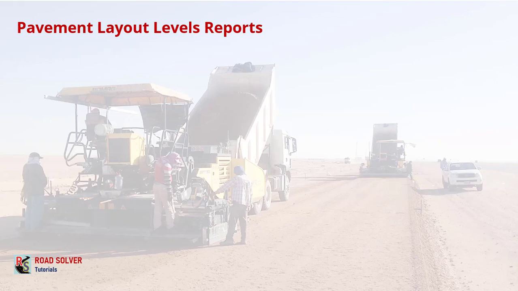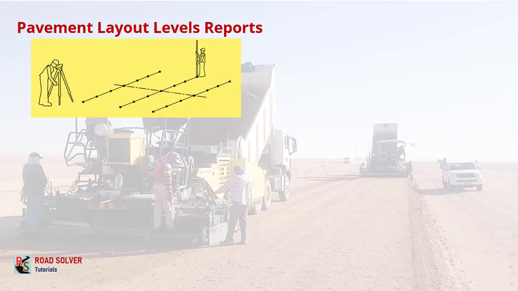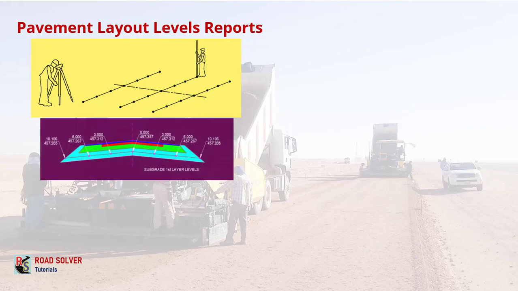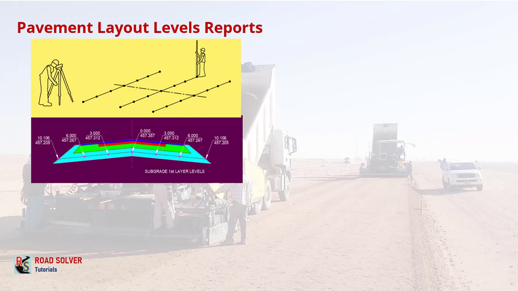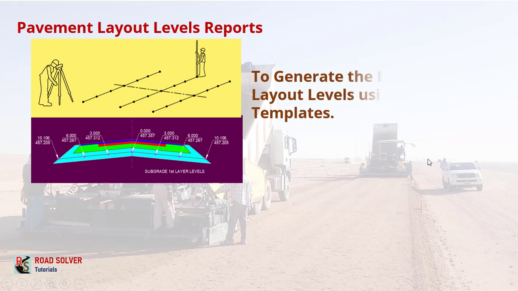Now, first, this pavement levels, layout levels report. This is a sample diagram which is showing the subgrade first layer of the levels. From the center, there is a stakeout point every 3 meters, so that will be calculated like that. First, they generate the pavement layout levels using pavement templates. These points will be calculated based on the user templates.